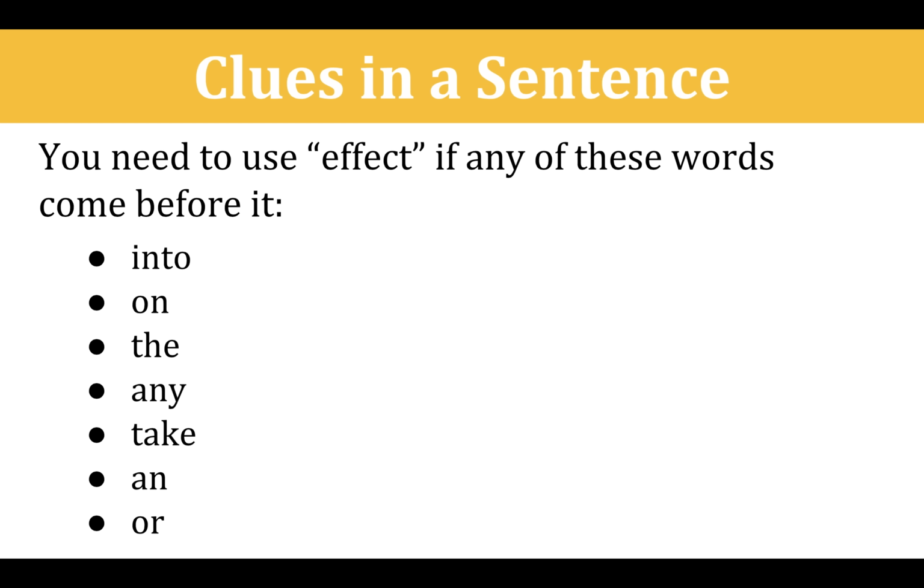There are also clues in a sentence that are worth keeping your eyes open for. So if you see the words in this bulleted list in a sentence, you know the word that follows it should be effect with an E and not affect with an A. I would take a moment to pause the video and write down the following words: into, on, the, any, take, an, or. Any of these words before the word effect will guarantee that you know you're using the right word because they always come before effect with an E and not affect with an A.